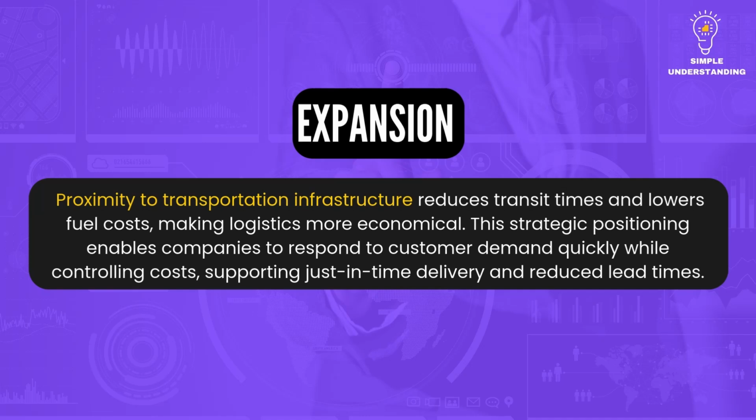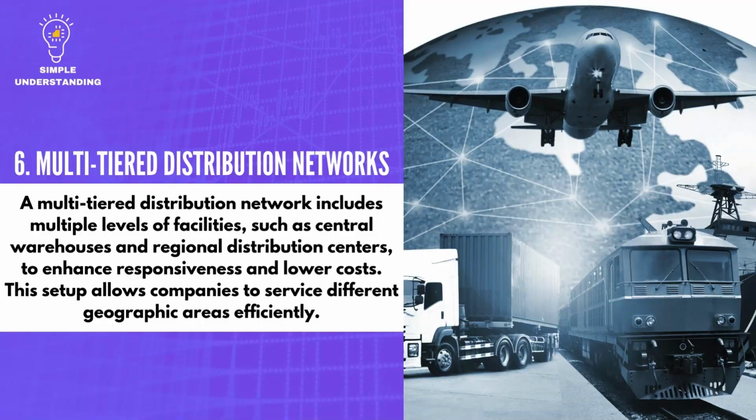This strategic positioning enables companies to respond to customer demand quickly while controlling costs, supporting just-in-time delivery and reduced lead times. 6. Multi-tiered distribution networks. Explanation. A multi-tiered distribution network includes multiple levels of facilities, such as central warehouses and regional distribution centers, to enhance responsiveness and lower costs. This setup allows companies to service different geographic areas efficiently.